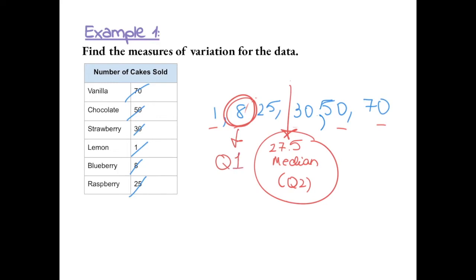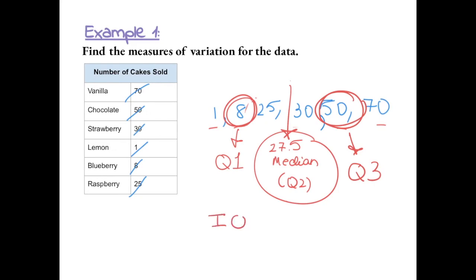Now when we're finding our third quartile, we want to include 30 in the right side of the data because it's not our median. This is our median. So of these three numbers, 50 is the one that's in the middle. So 50 is our third quartile. So we found our three quartiles.